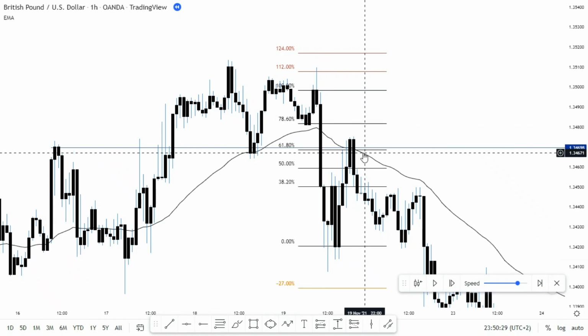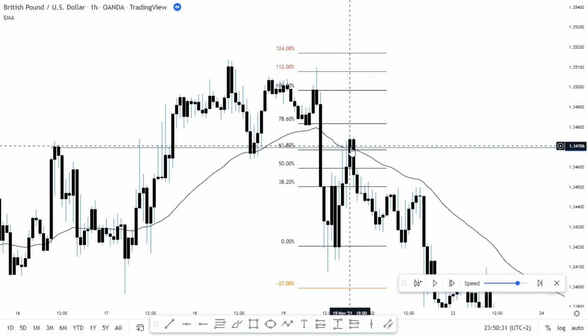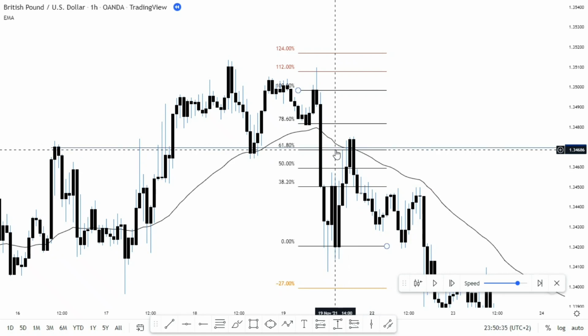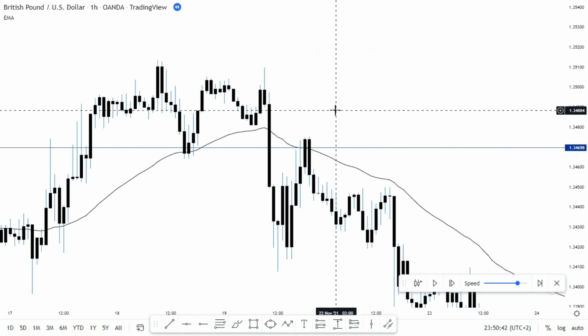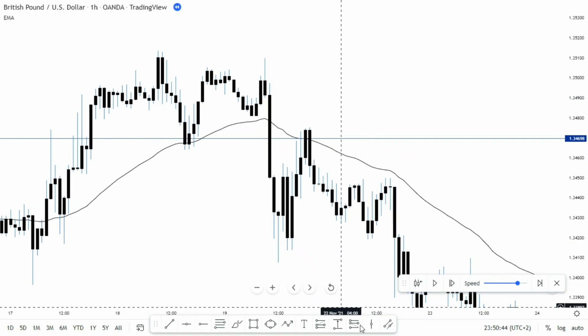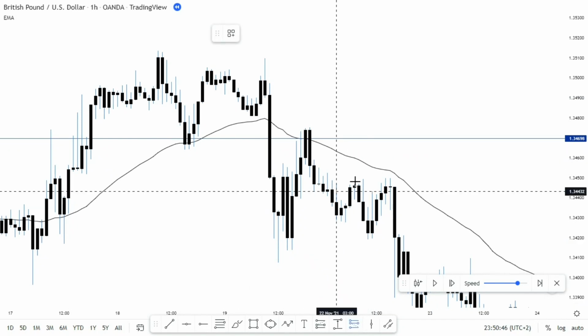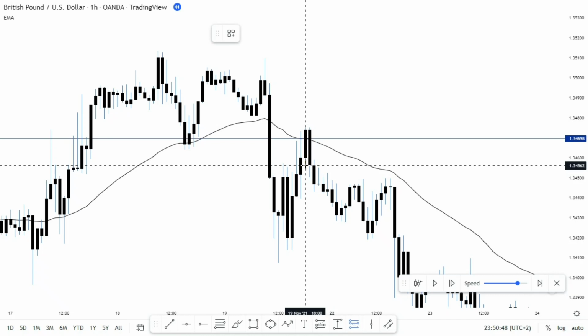Support has been broken and is now retested as resistance. Beyond and above that, we are retesting the 50 EMA. Beyond and above that, we have a retest of the 61.8. Now, if you don't know, the 61.8 is a golden ratio. I love it. Usually works out for me. Mostly works out for me.